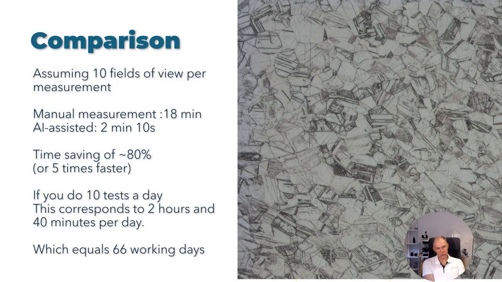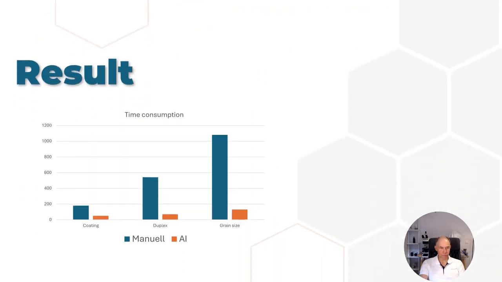So if you do this test 10 times per day, it corresponds to 2 hours and 40 minutes time saved each day, or 66 working days. And that is quite a lot. So to visualize the time consumption, manual versus AI, and obviously coating, there was a lot of time saving, duplex as well, and grain size even more.